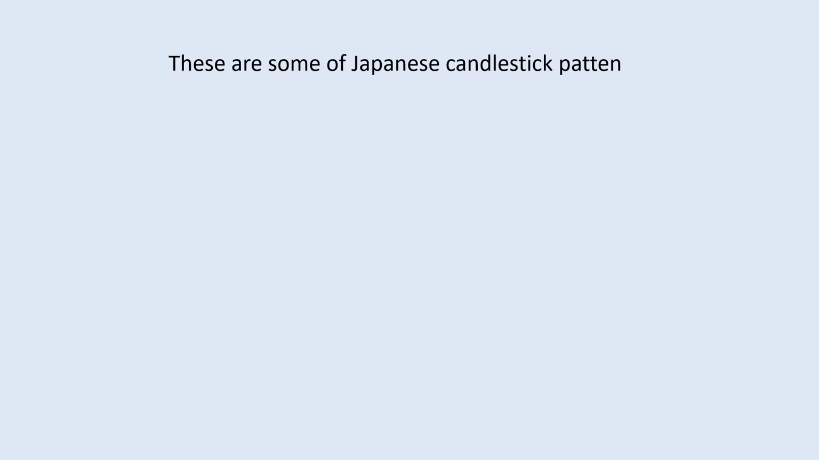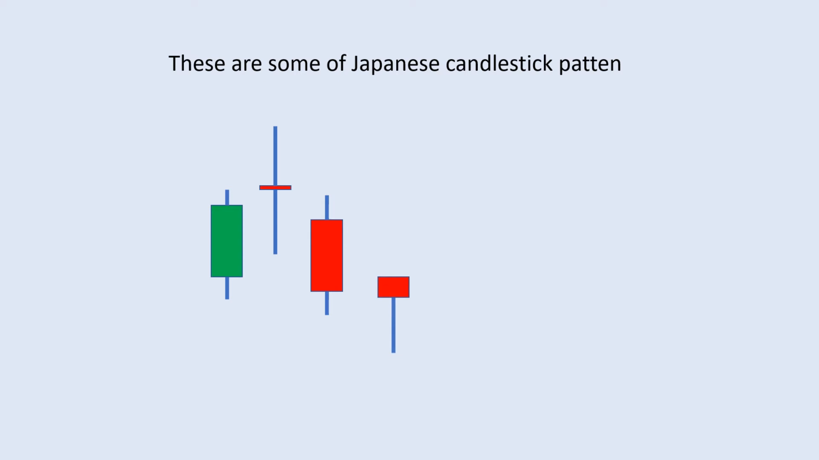These are some of Japanese candlestick patterns: a bullish candle, a long leg doji, a bearish candle, a bearish hammer, a full type Marubozu, a bearish shooting star, a long leg pin bar, and a dragonfly doji.